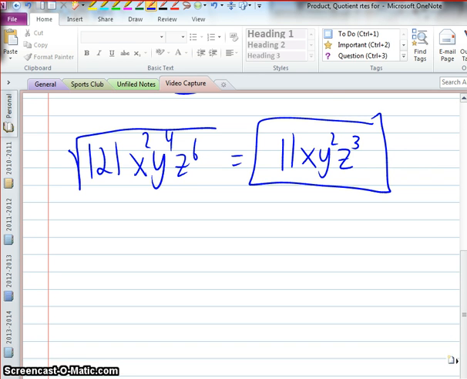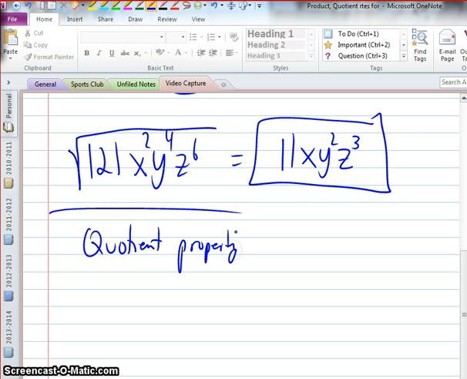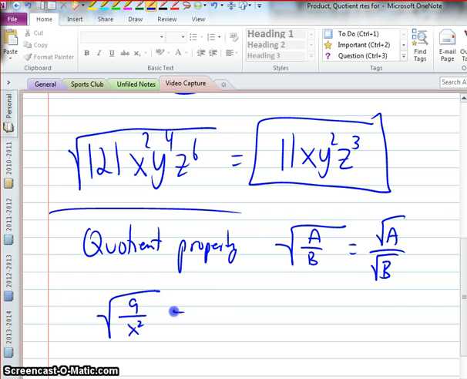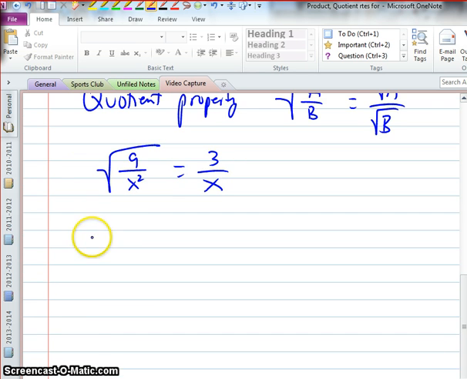From there we go on to the quotient property of square roots. And product is multiply, quotient is division. All this is saying is that the quotient property says if you have the square root of a over b, you can change that into the square root of a over the square root of b. And where you see that pragmatically is in a problem like this. The square root of 9 over x squared is simply going to be 3 over x. The square root of x squared y squared over 16 will be xy over 4.